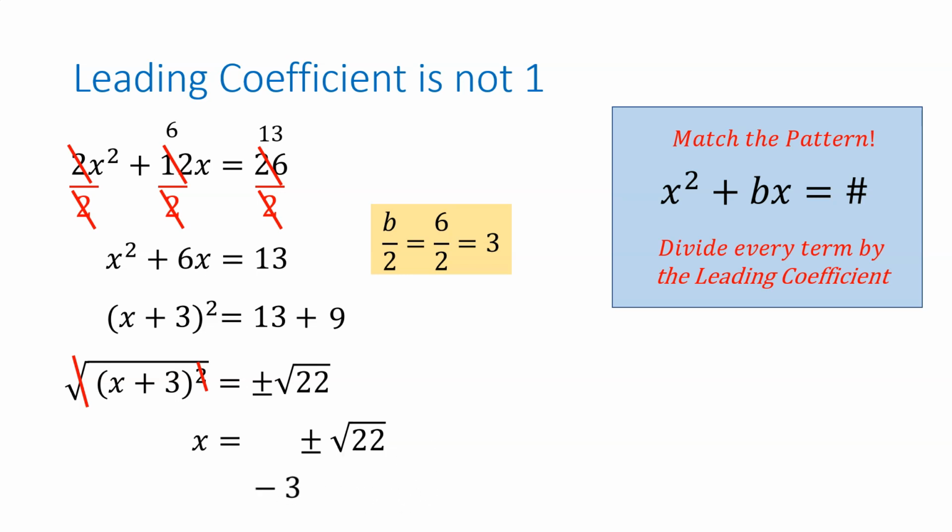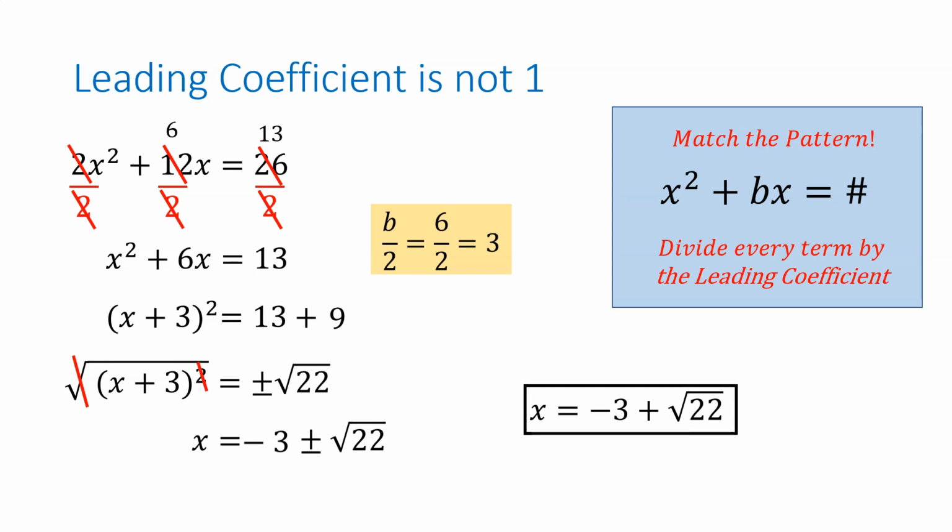After reordering them, we get x equals negative 3 plus or minus the square root of 22. And the two solutions written out are x equals negative 3 plus the square root of 22 and x equals negative 3 minus the square root of 22.